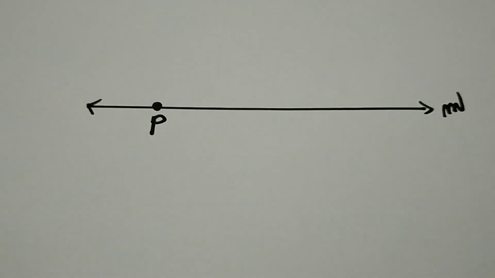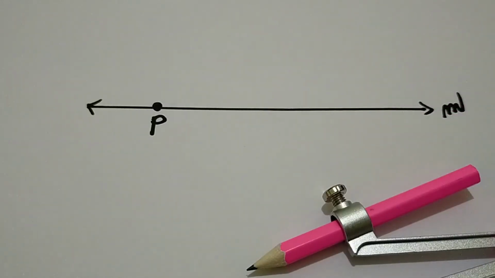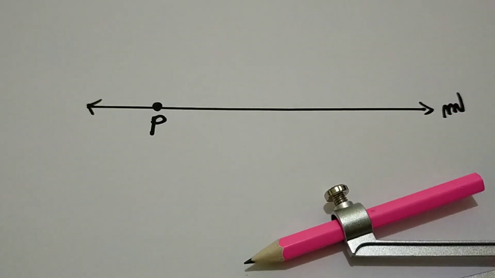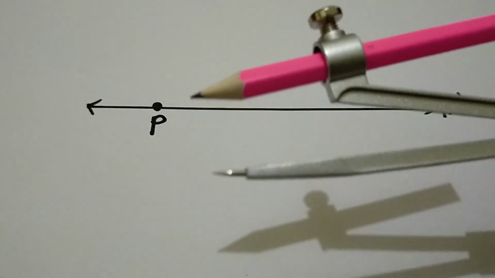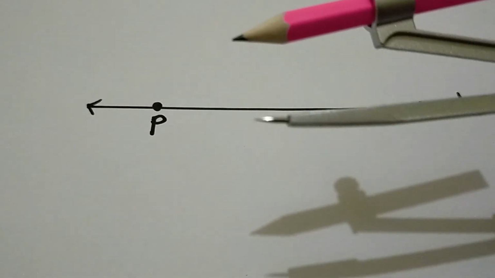Okay, so how are we going to do that? This is the first step. Again, you have to prepare your compass, and then you have to adjust its opening just exact.